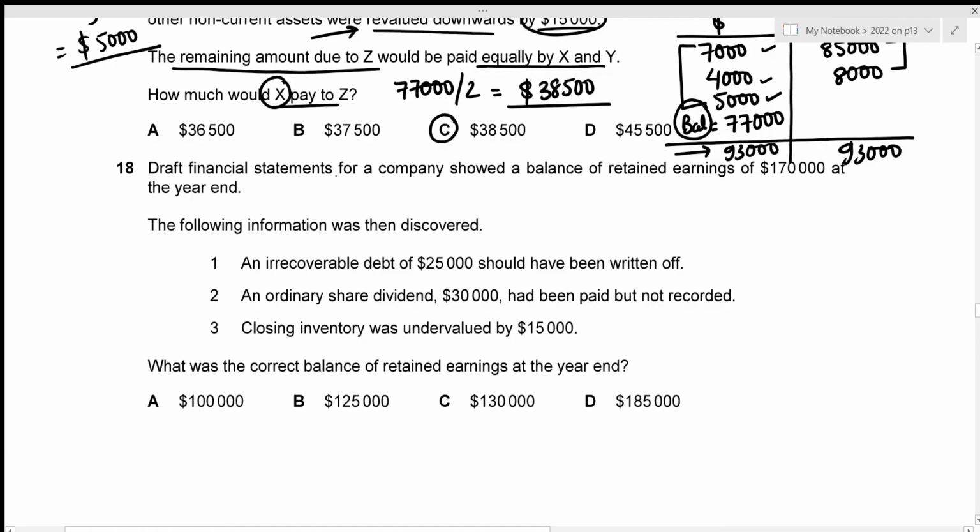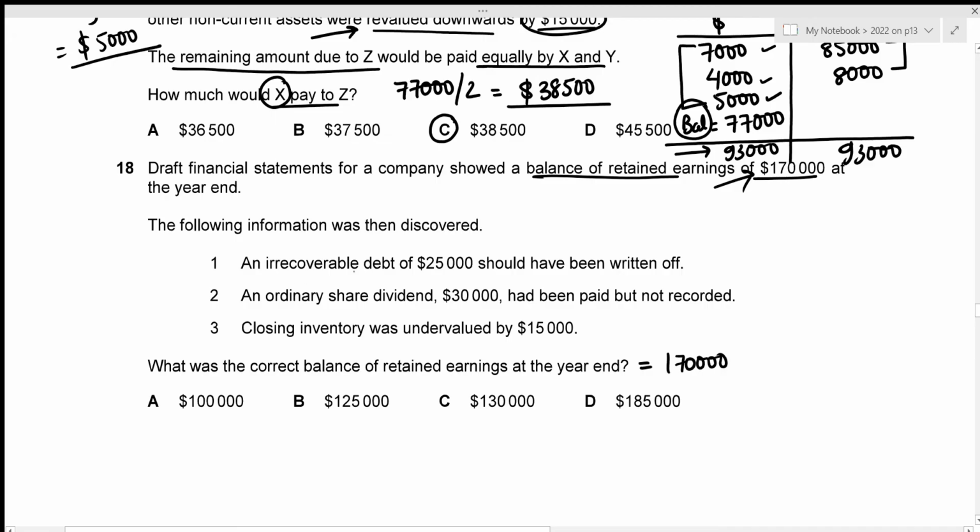Draft financial statements for a company showed a balance of retained earnings of 170,000 at the year end. Then the following information was discovered. We now need to figure out the correct balance of retained earnings. Let's start with our draft amount of 170,000.